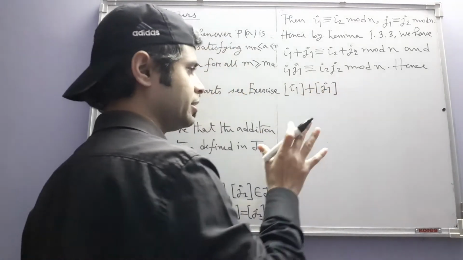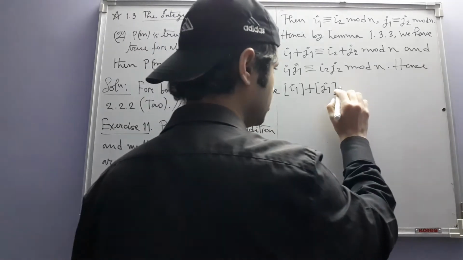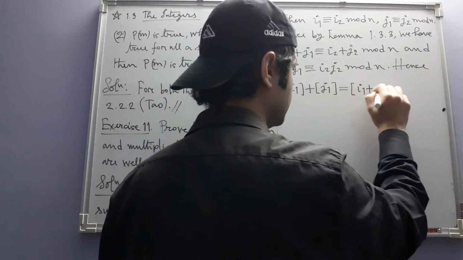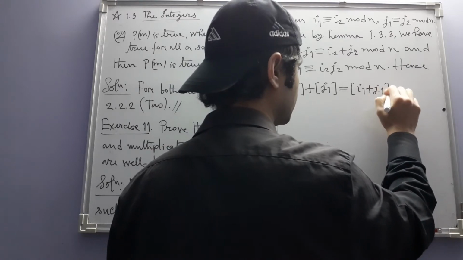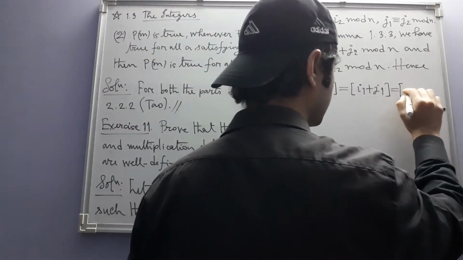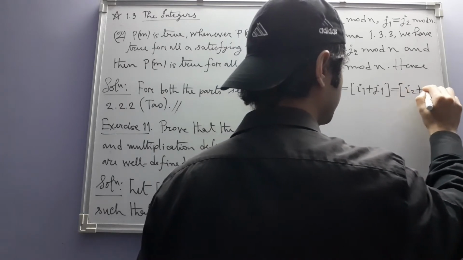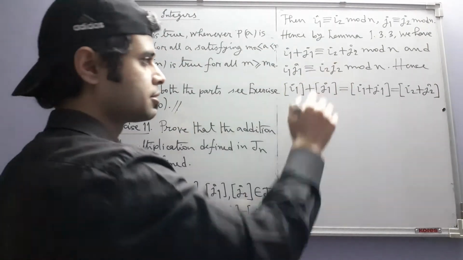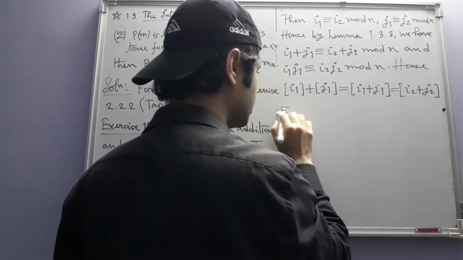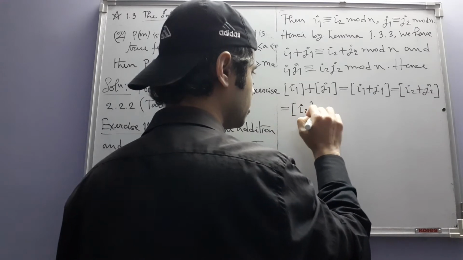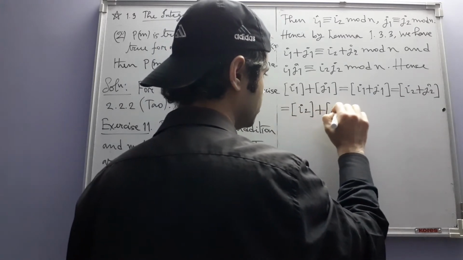what is this by definition of this addition? This is equal to the congruence class containing the integer I1 plus J1. But this can also be written like this, I2 plus J2. Why? Because of this congruence. And then again, by using the definition of this addition, this is equal to I2 plus J2.